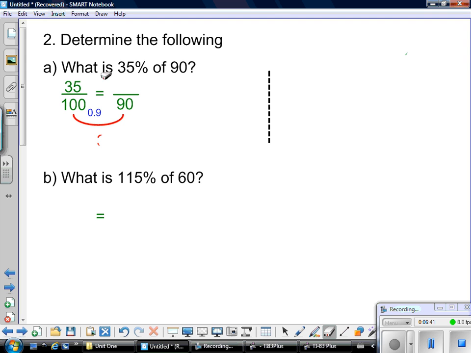So in order to find this top value, all I need to do is multiply it by 0.9. And when we do that, we end up having 31.5. Now it's not 31.5%, it's just 31.5. So that's my answer.